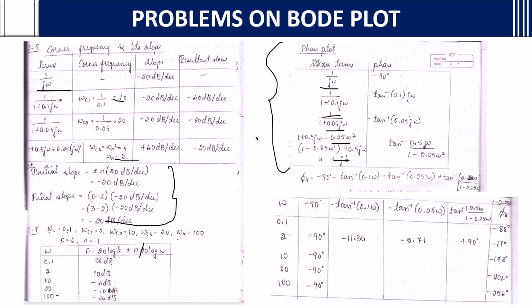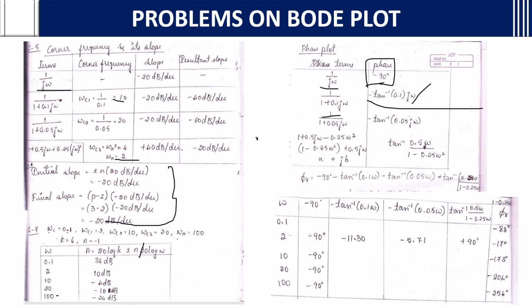After taking all the factors, minus tan inverse of omega, that is anyway minus 90 as it is in the origin, and minus tan inverse 0.1 j omega, minus tan inverse of 0.05 j omega. Then minus tan inverse, as it is a pole. Till now we have poles. If it is zeros, then what you should do? For zeros the formula is tan inverse of omega by omega c, that is 0.5 omega by 1 minus 0.25 omega square.